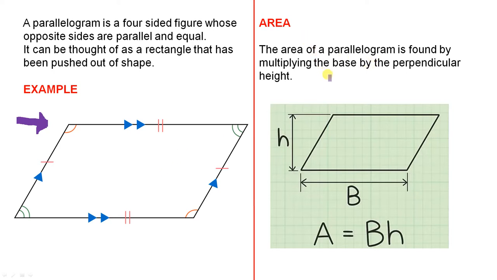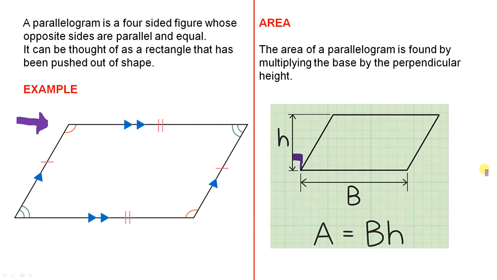Area. The area of a parallelogram is found by multiplying the base by the perpendicular height. There is the base, it's quite straightforward. The perpendicular height is that distance there, which means that here we have a right angle. So it's not the length of the side, it is actually the height, the distance between those two parallel lines. So that is the formula we use to obtain the area of a parallelogram.